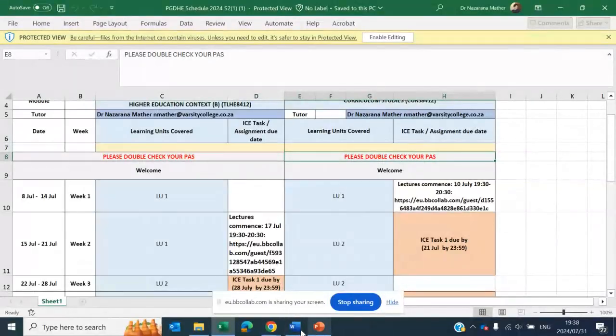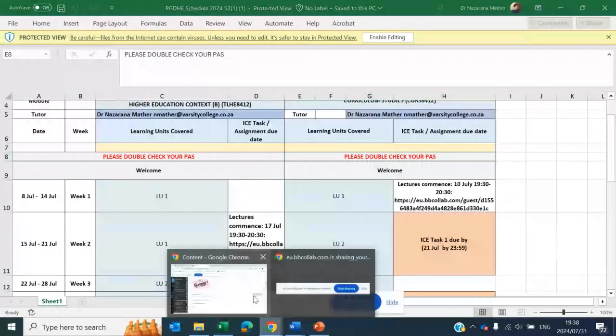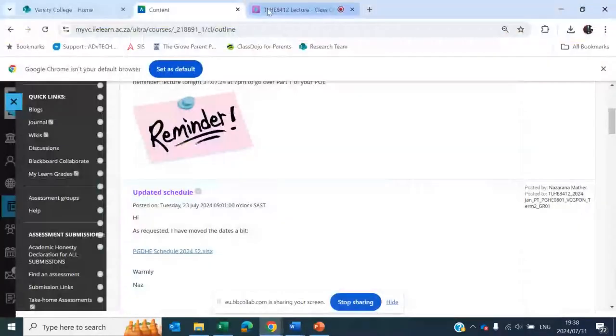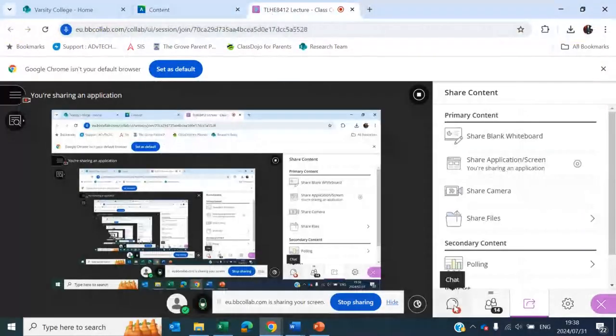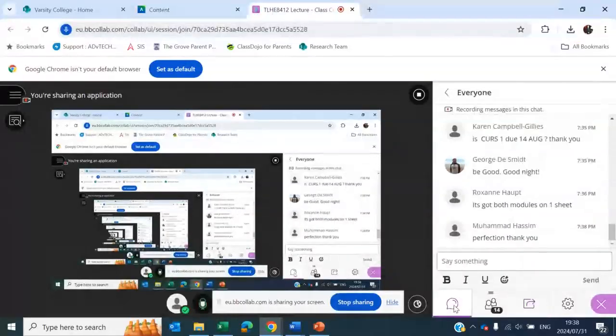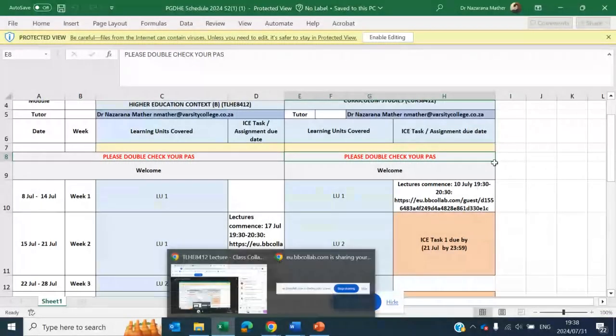Okay, I heard another question. Let me come back here. Oh, okay. It's got both modules on one sheet. Yes, that's correct. I generally do it side by side because then it makes it easier for your planning also. You can see exactly what is where.